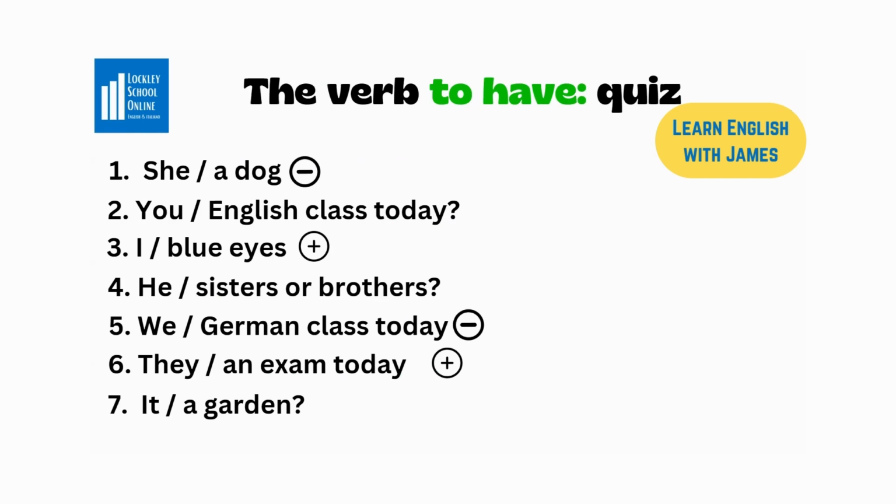Let's try a quick quiz. Pause the video if you need to. How do you make the negative with she and a dog? How do you ask the question with you, the verb to have, and English class today? I, blue eyes, with have. He, sisters or brothers in the question form. Subject, we, negative, German class today using the verb to have. They, an exam today with have. And the question form with it and a garden. Pause the video and we'll go through the answers together.